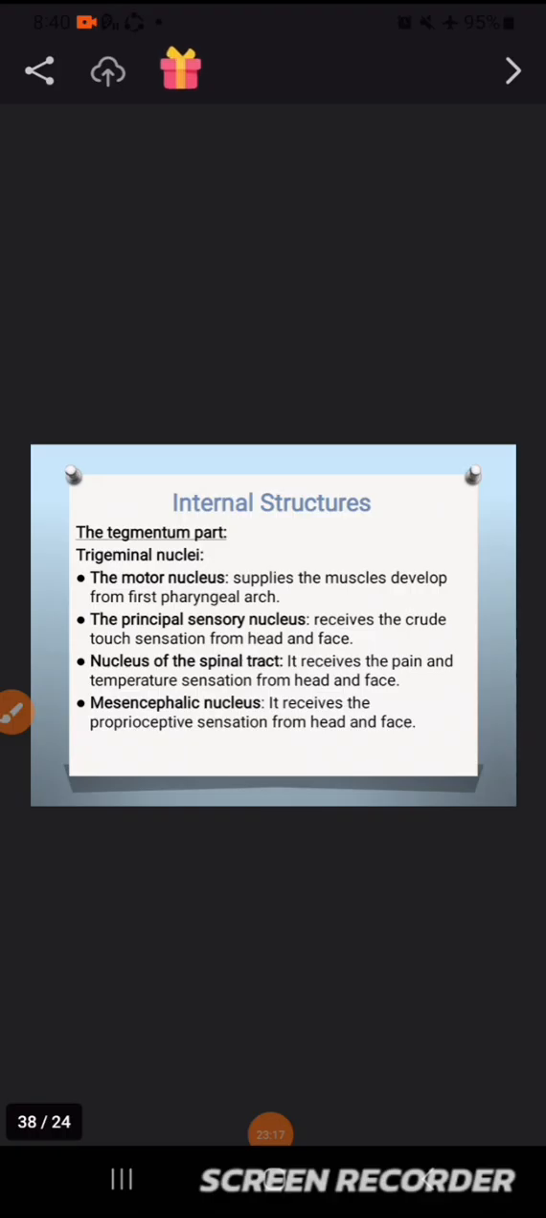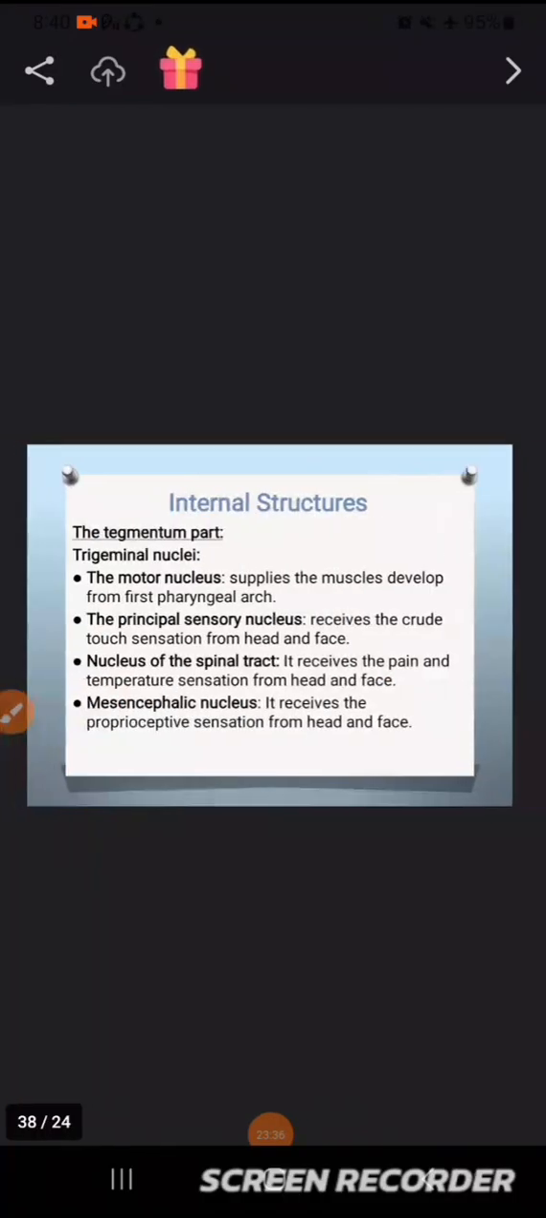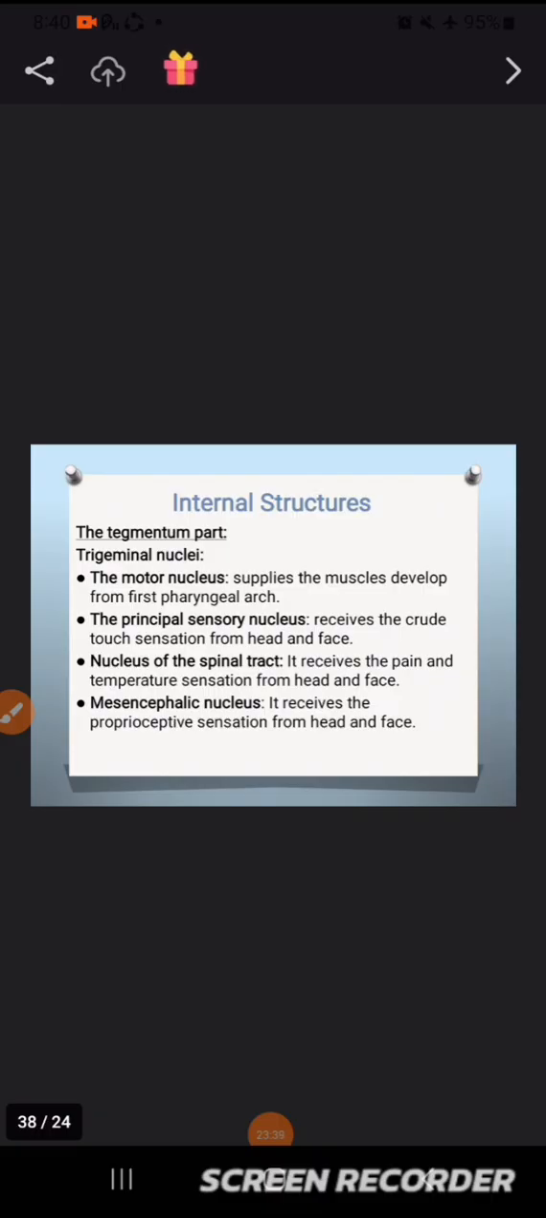The trigeminal nuclei are four nuclei. Motor nucleus, which is located in the pons. Sensory nucleus, main sensory nucleus or principal nucleus, also located in the pons. Spinal nucleus, located in the medulla oblongata and the upper part of the cervical cord. Mesencephalic nucleus, located in the midbrain.